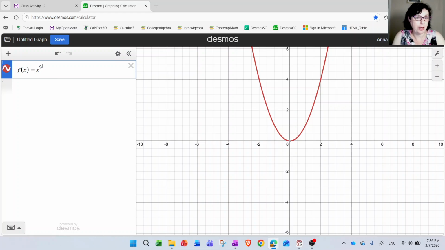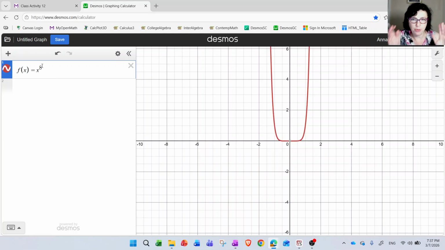Now, what happens with another even power? For example, x to the fourth, or x to the sixth, or x to the eighth, exactly the same thing. Both hands are raised. What that means is whether you're going towards the left or towards the right, you are going to positive infinity at that point.